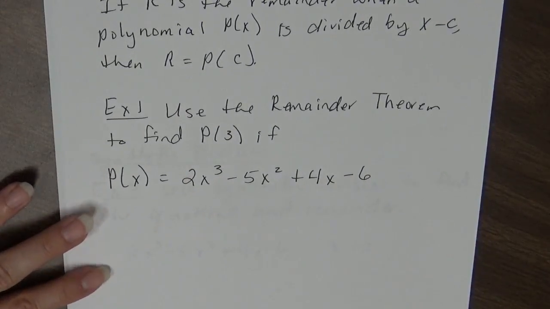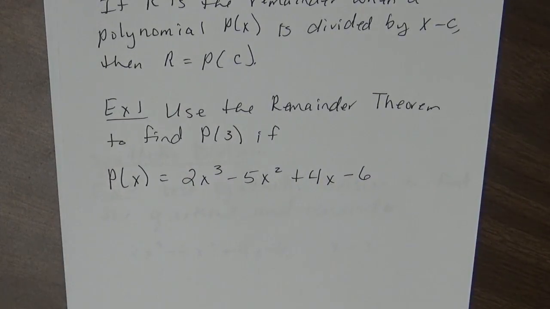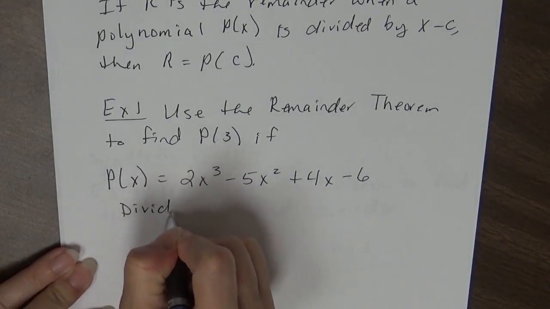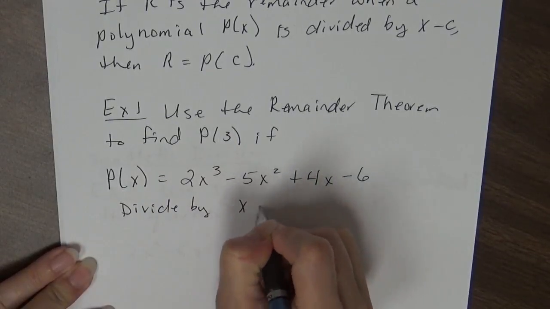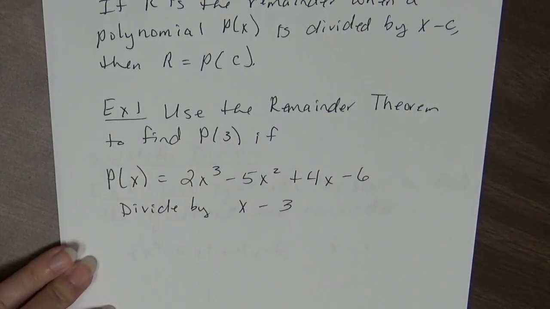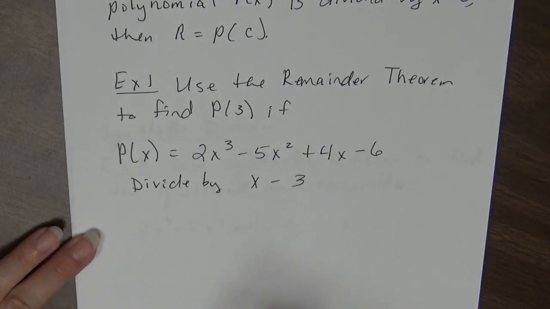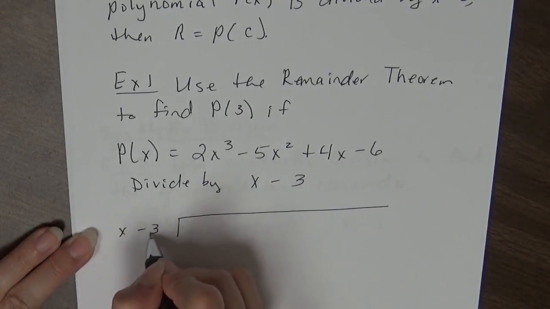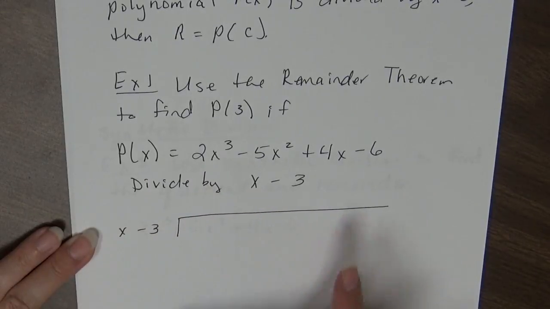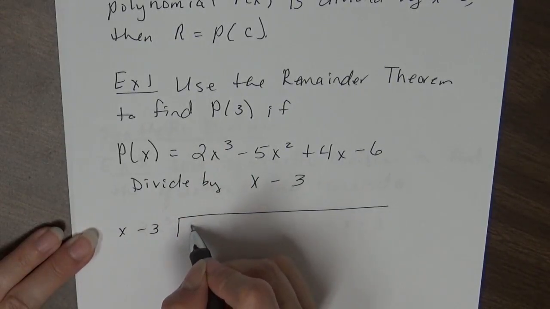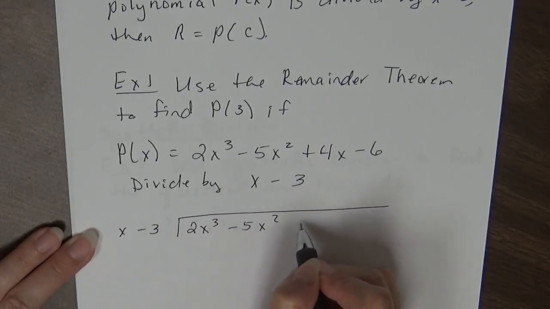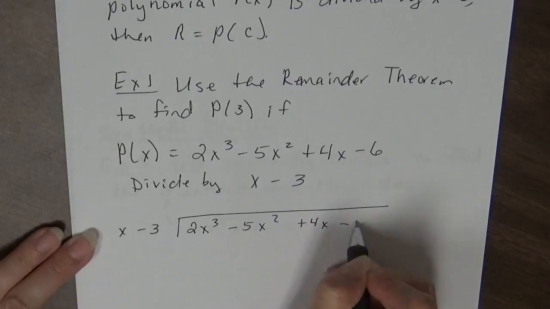So in example 1, we're asked to use the remainder theorem to find p of 3. So that means we want to divide this by x minus 3. To divide this by x minus 3, we'll set up our division problem. Put our coefficients inside, so we've got 2x cubed minus 5x squared plus 4x minus 6.